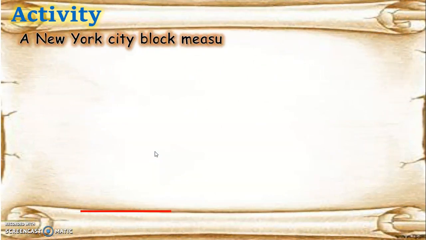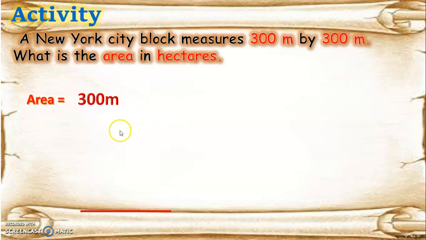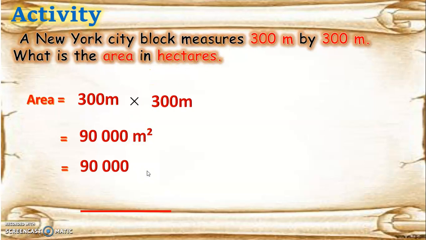Now let us have a word problem. A New York City block measures 300 meter by 300 meter. So what is the area in hectares? For the area, what we need to do is to multiply the given sides. So 300 meter times 300 meter is equal to 90,000 meters squared. So in order to change it into hectares, 90,000 divided by 10,000 is equal to 9 hectares.